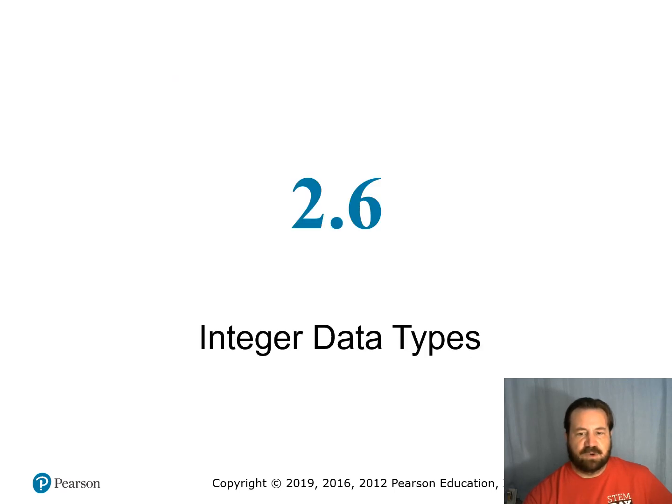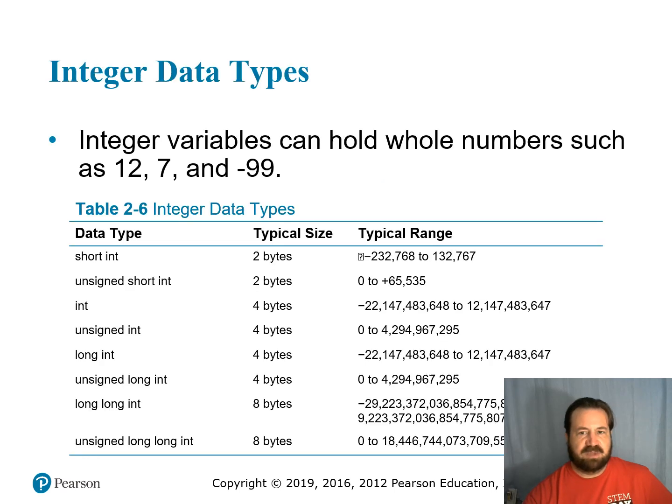Okay, let's quickly tour the variable types in C++. Integers can hold whole numbers such as 12, 7, -99. A short int is 2 bytes, and it goes from negative 32,768 to 32,767. If you do it unsigned without a negative, you get twice as much range. On the positive side, you get 65,535.